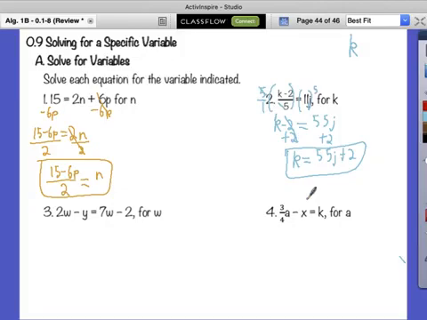So would you rather move our 2w or our 7w? 2w, because then we're going to subtract it, we're going to end up with a positive number. So let's do that. So don't forget this is a negative y. Don't just put y, this is a negative y. Equals, what's 7w minus 2w? 5w minus 2. Now what?